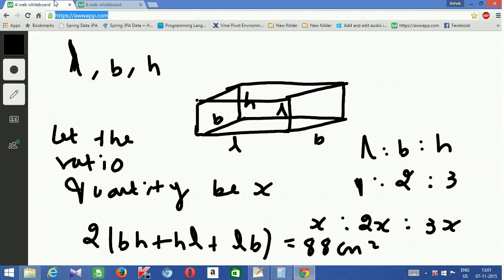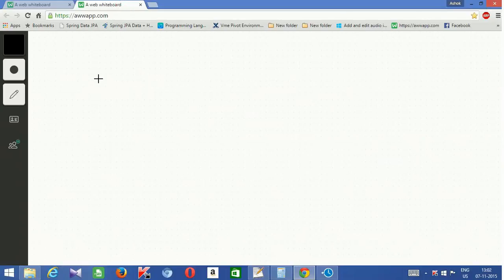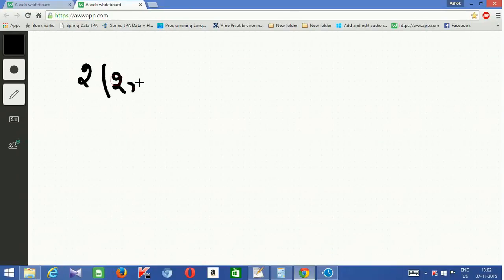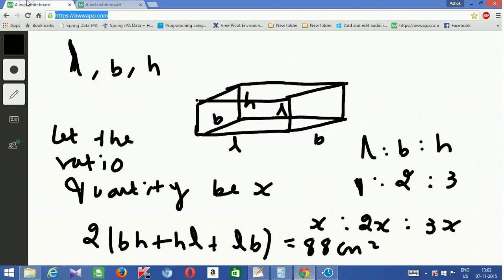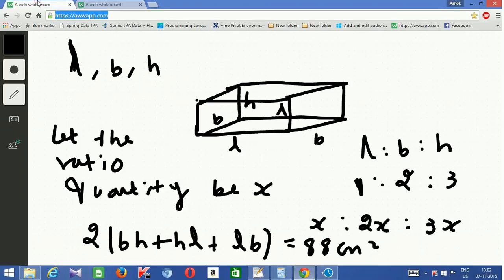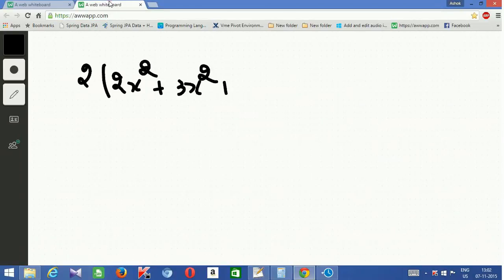So what is B into H? B into H will be 2x into 3x. H into L is 3x into x. L into B is x into 2x. So the total surface area is 2 times length into breadth, which is x into 2x, which is 2x square, and then H into L, which is 3x square, plus finally L into B, which is 2x square.